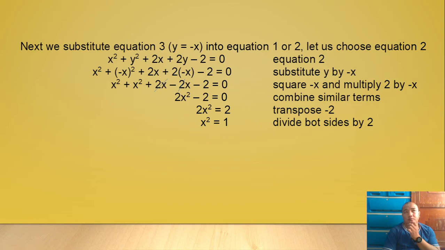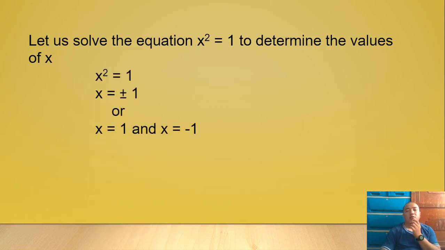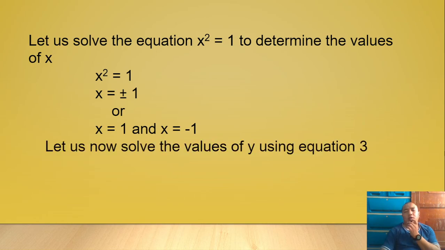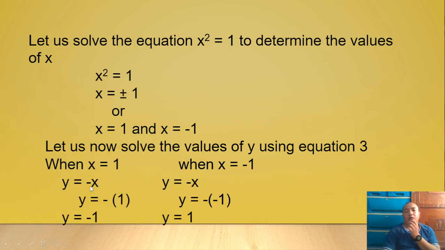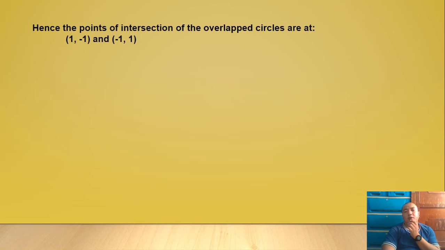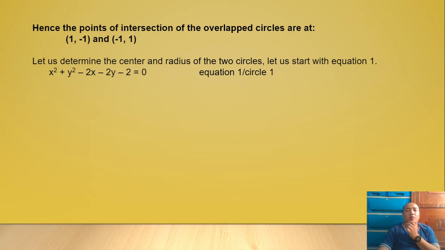Then by square root method, let's solve for x. x squared equals 1, that means x equals positive or negative 1. So there are two values of x, 1 or negative 1. Now let us solve the values of y using equation 3. When x equals 1, what is y? Negative 1. Now, when x equals negative 1, what is y? Positive 1. Hence, the points of intersection of the overlapping circles are (1, negative 1) and (negative 1, 1). Two points of intersection: (1, negative 1) and (negative 1, 1).